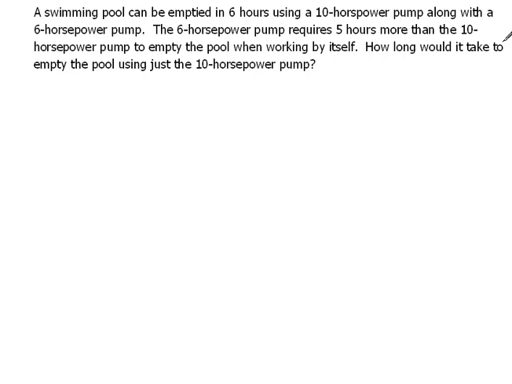Alright, so we said that when we deal with work problems, we are joining two things together to complete a job. So in this case, we've got a 10 horsepower pump and a 6 horsepower pump that are doing this job together. So we're going to get that figured out first, and then we're going to go back and see what we know. Okay, so the swimming pool can be emptied in 6 hours using the 10 horsepower pump along with the 6 horsepower pump. So that's working together. They can do one job in 6 hours.